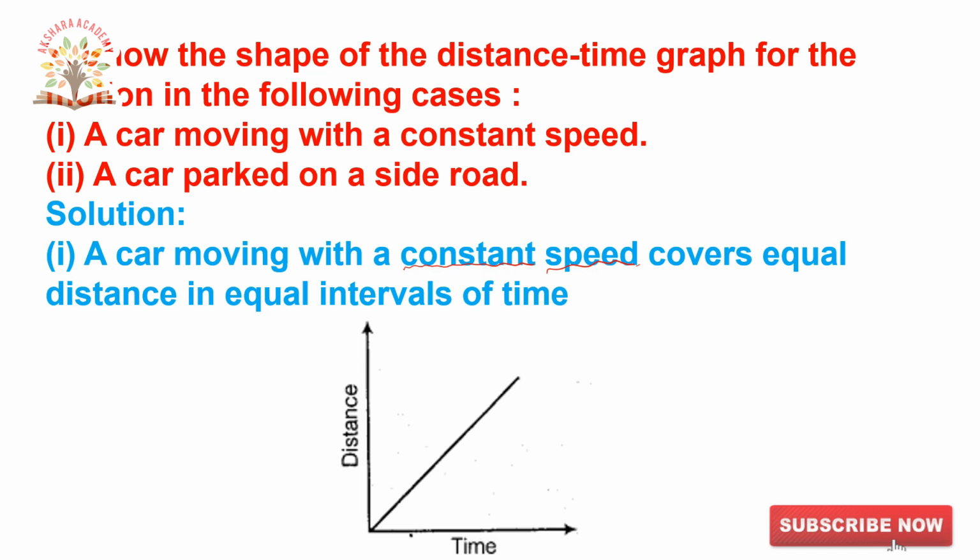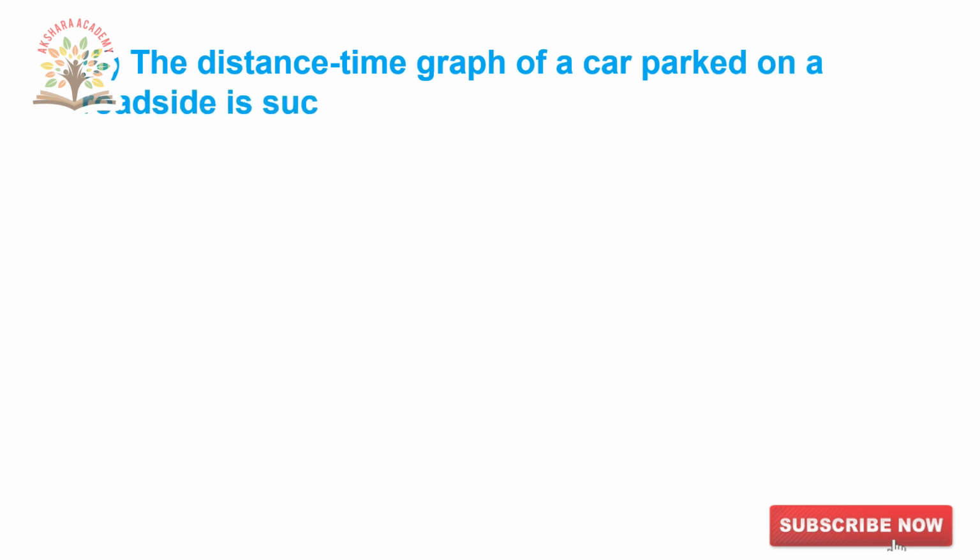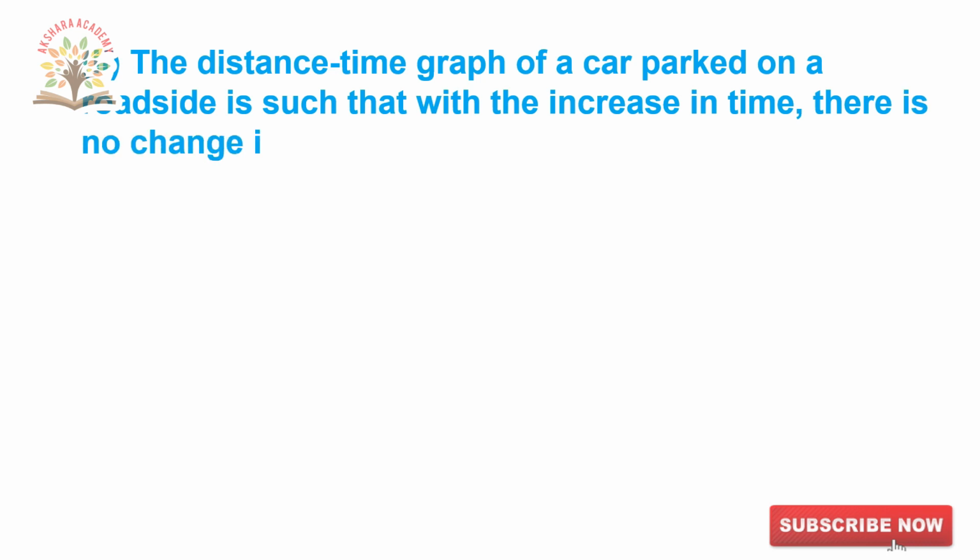A car parked on a side road. See this, the distance time graph of a car parked on a roadside is such that with the increase in time there is no change in distance. Here in this situation, car is parked on a roadside. Car is at rest. See the shape of the distance time graph.